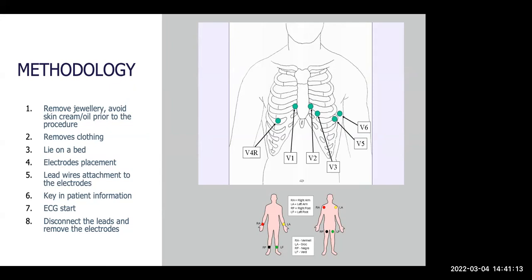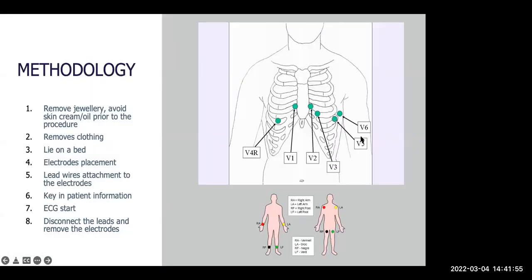For the precordial leads, we have 6 precordial leads, V1 until V6. V1 can be placed in the 4th intercostal space on the right sternum, and then V2 at the 4th intercostal space on the left sternum. And then before V3, we place the V4, which is at the 5th intercostal space, left mid-clavicular line. And then V3 is placed between V2 and V4. V5 is placed at the anterior axillary line on the same horizontal level as V4. And the last one is V6, which is placed at the mid-axillary line.